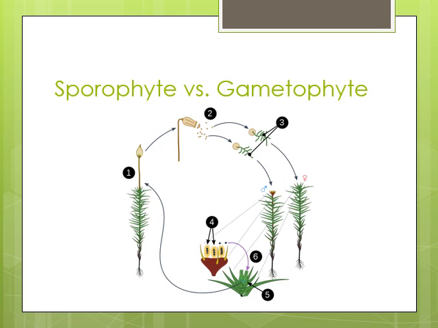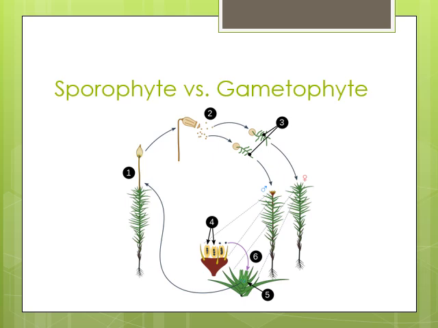So you've got gametes. The gametes are going to fuse together to produce a zygote. The zygote goes on to produce the sporophyte. The sporophyte produces spores. The spores produce a gametophyte. The gametophyte produces more gametes.